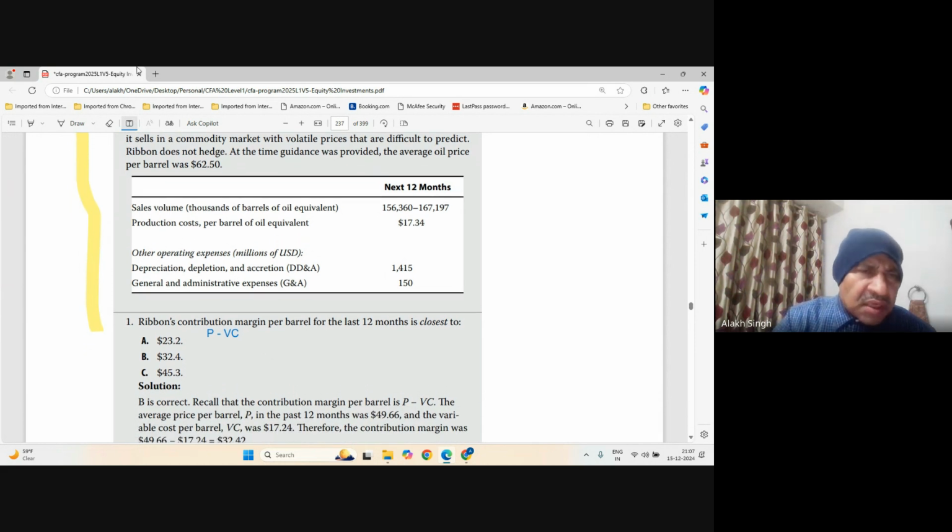So this is the new term that you learned. What is contribution margin? So that in the exam, if it comes, you should be able to remember it. Contribution margin, P minus VC. Okay.